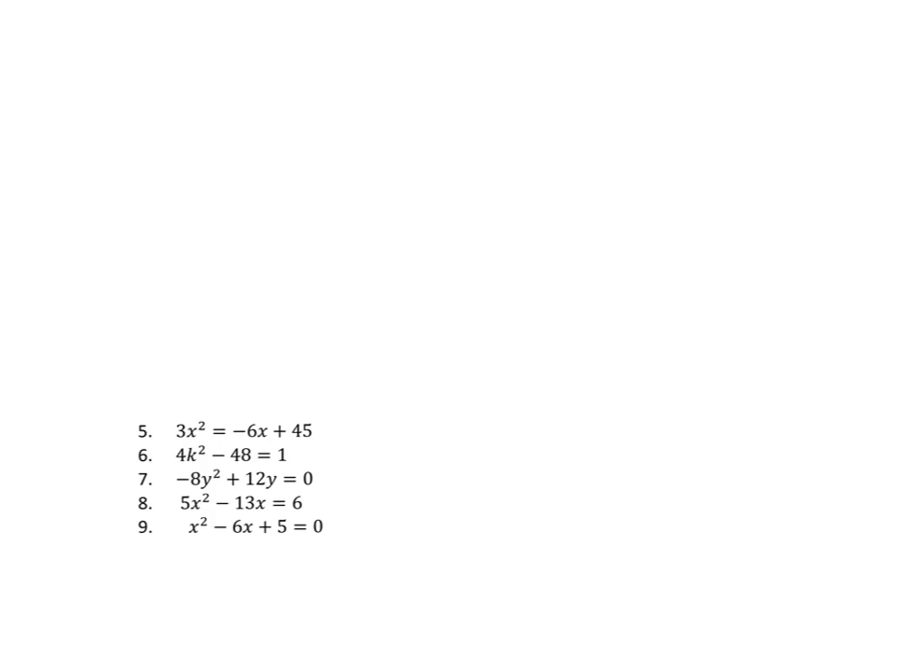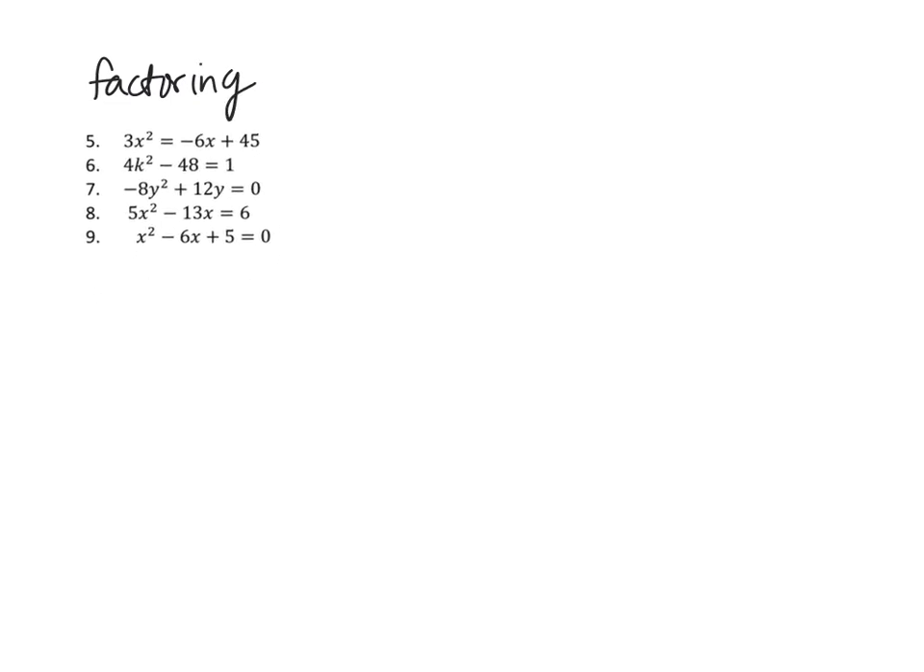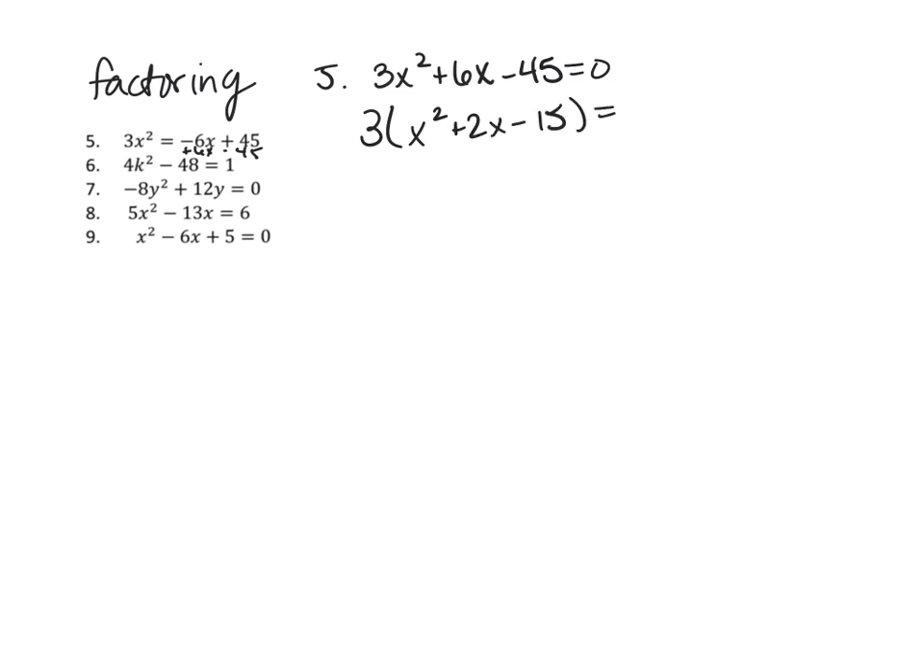So these say solve by factoring. So number 5. To factor, I need to get it equal to 0. So for number 5, I'm going to add 6x, and I'm going to subtract 45 to both sides to get it all equal to 0. And I notice that I can divide everything by 3. So I get 3 times x squared plus 2x minus 15 equals 0.